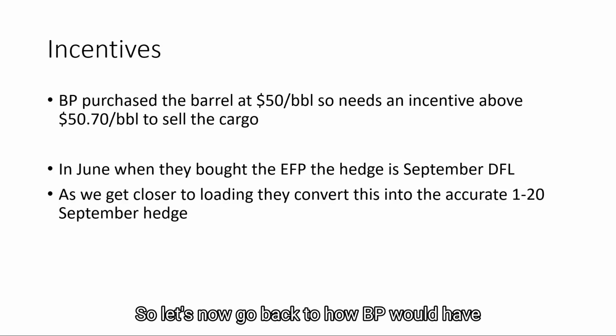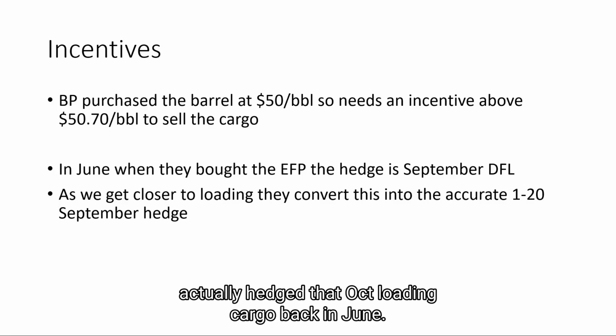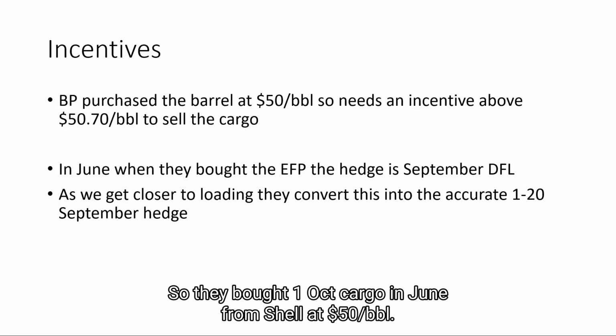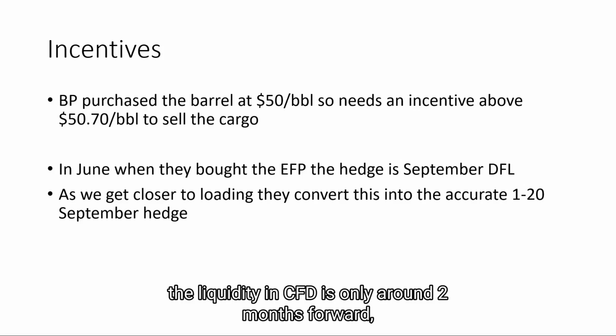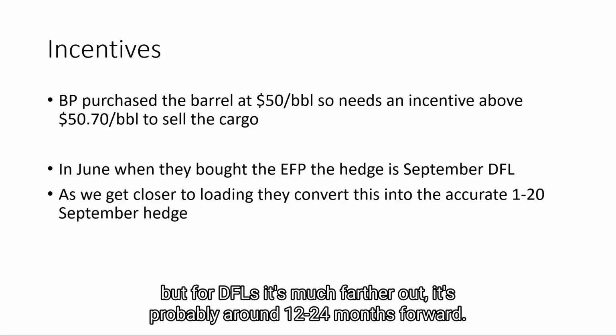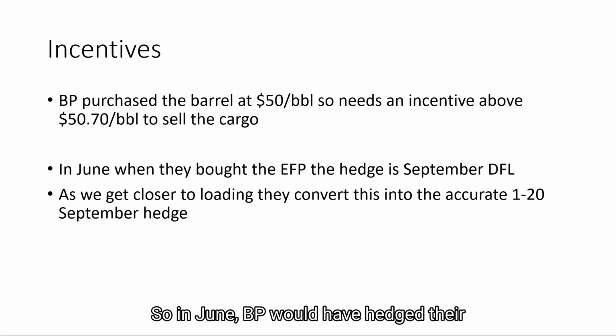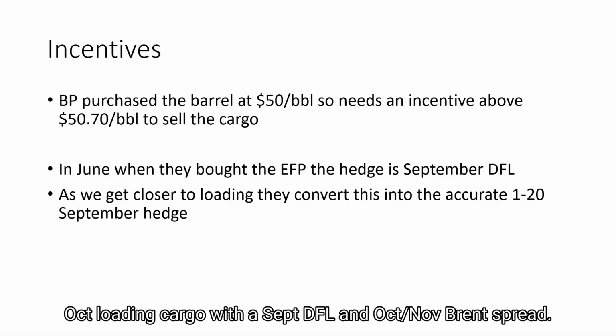So let's now go back to how BP would have actually hedged their offloading cargo back in June. So they bought one Oct EFP in June from Shell at $50 a barrel. Now, because, as we've mentioned before, the liquidity in CFDs is only around 2 months forward, but for DFLs it's much farther out, probably around 12 to 24 months forward. So in June, BP would have hedged their Oct loading cargo with a SEP DFL and Oct NOV Brent spread.